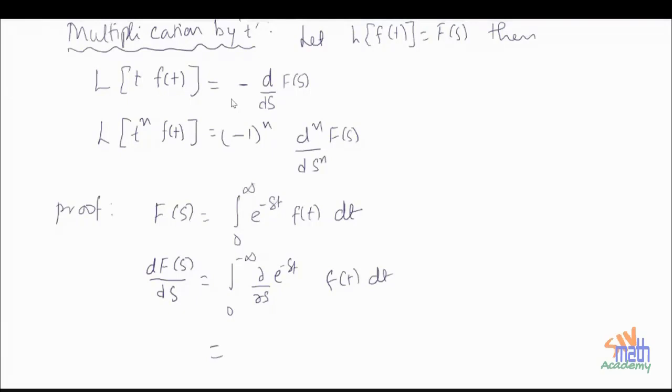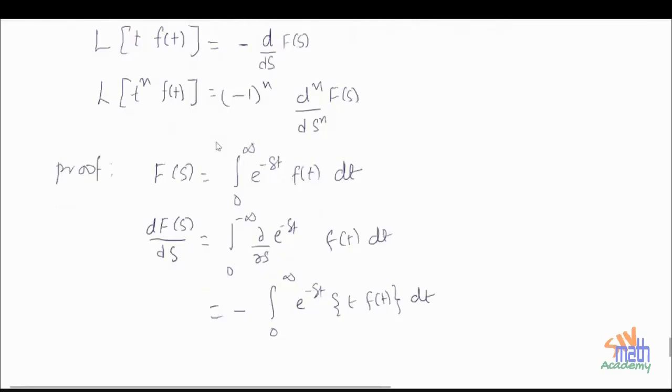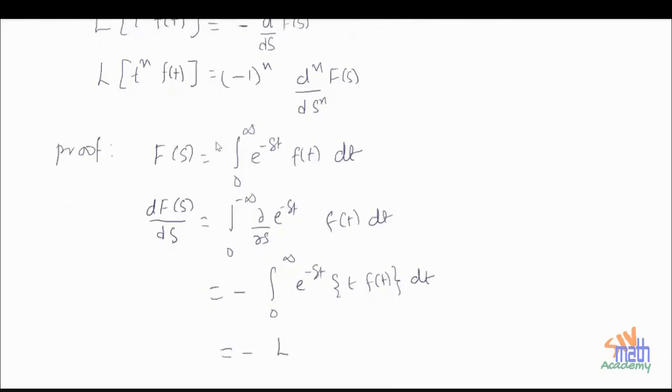Partially, then it will be minus. So this will be minus sign, it will come 0 to infinity. It will be t times e power minus st. Okay, minus st. And that t, I just write it alongside of f of t, so that I can conveniently write this as minus L of t into f of t.